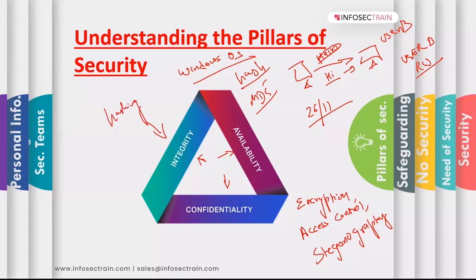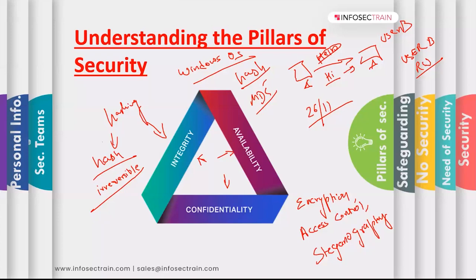Now, what is hashing? Hashing is a concept in which we convert the data through an algorithm. So our data undergoes an algorithm and it gets converted to a number which is known as a hash. The hash is irreversible. Once a hash is created, you cannot get the plain text back from the hash. Great. Now what does hashing do?